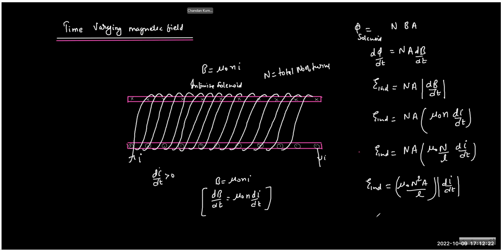Later on, after this topic, we are going to learn this entire constant term, which we represent by the symbol L. And this L we call the self inductance of the solenoid.